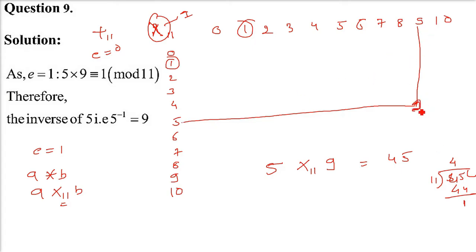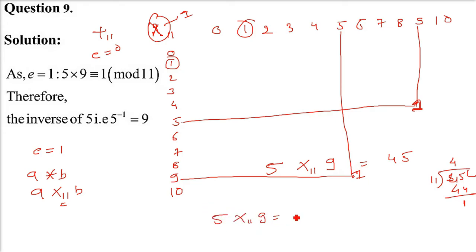If you make the whole table, you just have to find where 5 and any of the values intersect at 1. And that value will be the inverse. Even if you operate 9 with 5, the same value 1 will come, because if 5 is the inverse of 9, 9 is the inverse of 5.